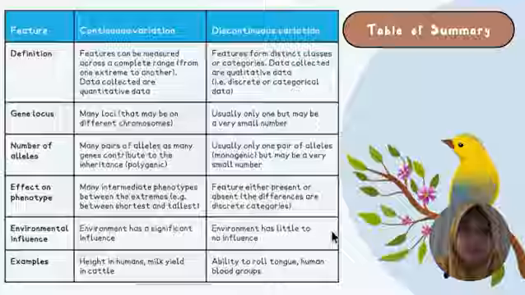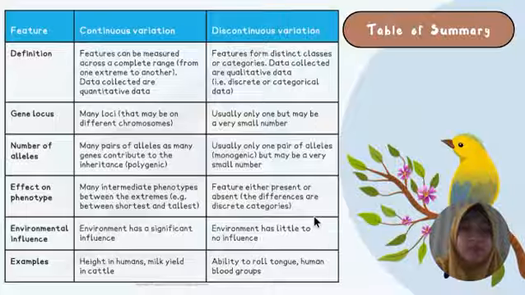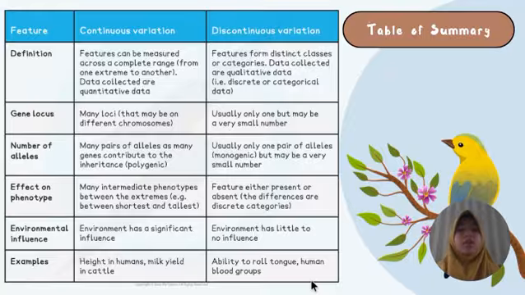Effect on phenotype: the feature is either present or absent. The differences are discrete categories. Environmental influence: the environment has little to no influence. The examples are the ability to roll the tongue and human blood group.